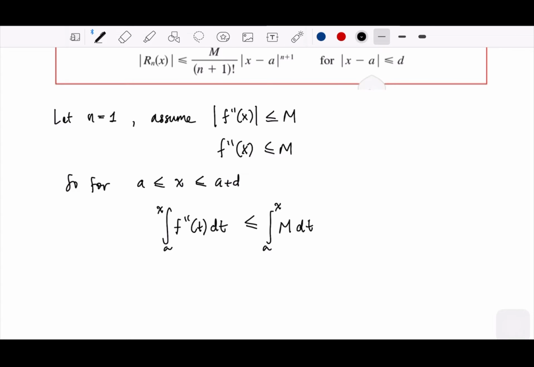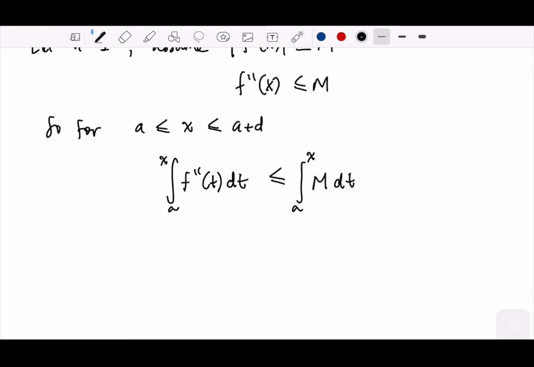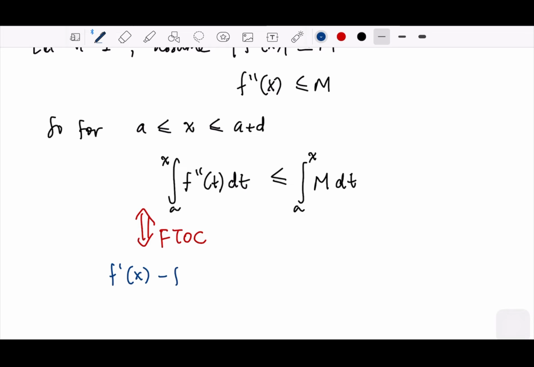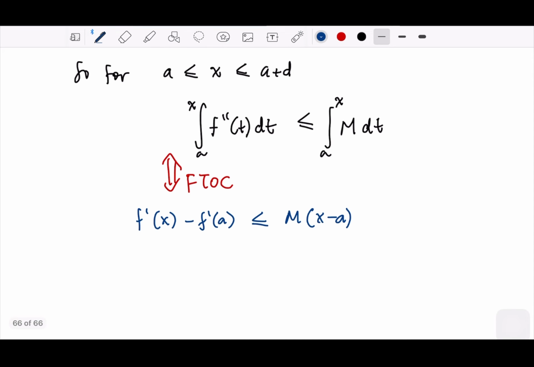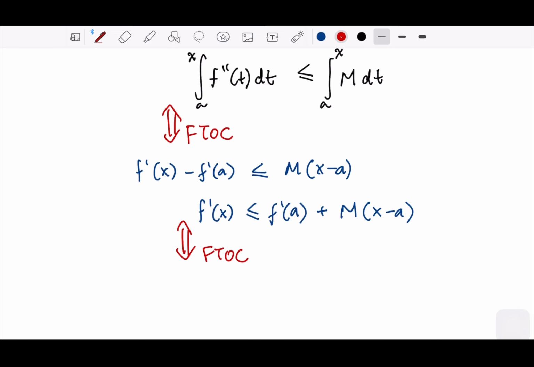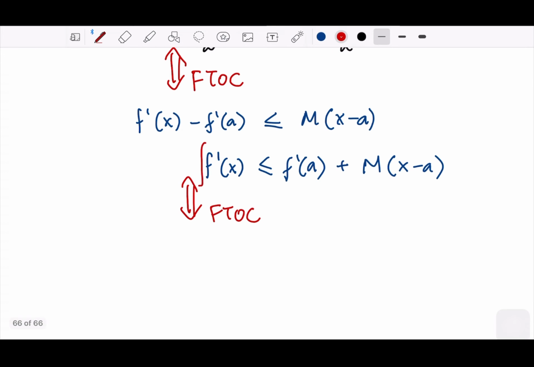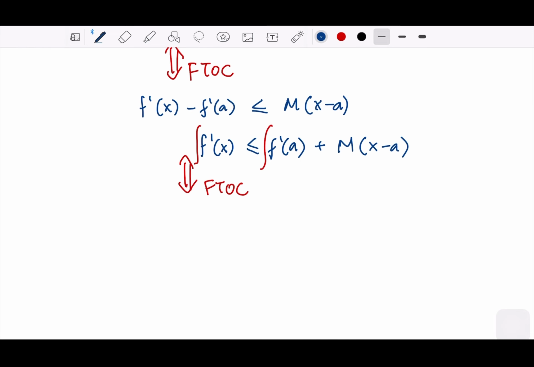And if you remember, by the fundamental theorem of calculus, this will result in f prime x minus f prime a less than or equal to M times (x minus a). Or we can write in terms of f prime x is less than or equal to f prime a plus M(x minus a). In the same way, we are going to apply another fundamental theorem of calculus. If we take the integration and let the x become t, to make it make more sense, because we are going to integrate from a to x.